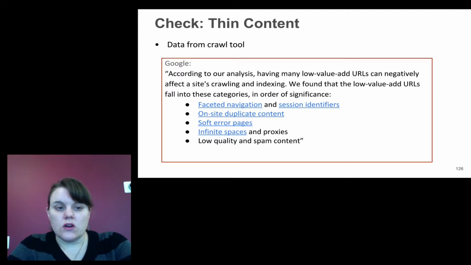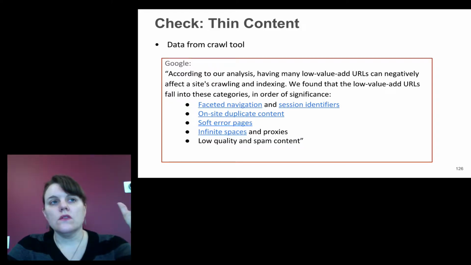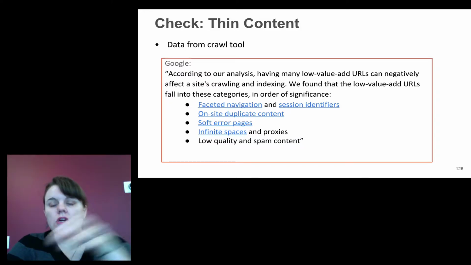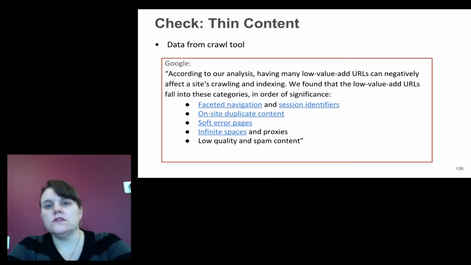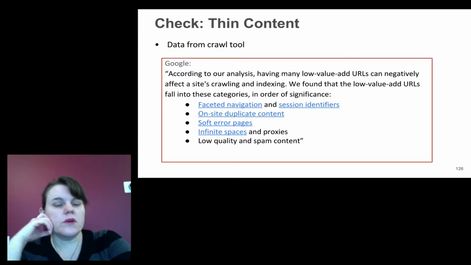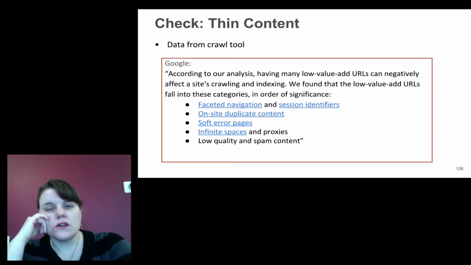So to check this in an audit, you're really going to be pulling data from a crawl tool. Most of the crawl tools will actually take a look at basically the word count of the page. They sort of set them up differently. Deep Crawl will look at a certain amount of words. Screaming Frog will take a look at another type of words. But either way, there's usually a thin content report, particularly in Deep Crawl, that you can pull.